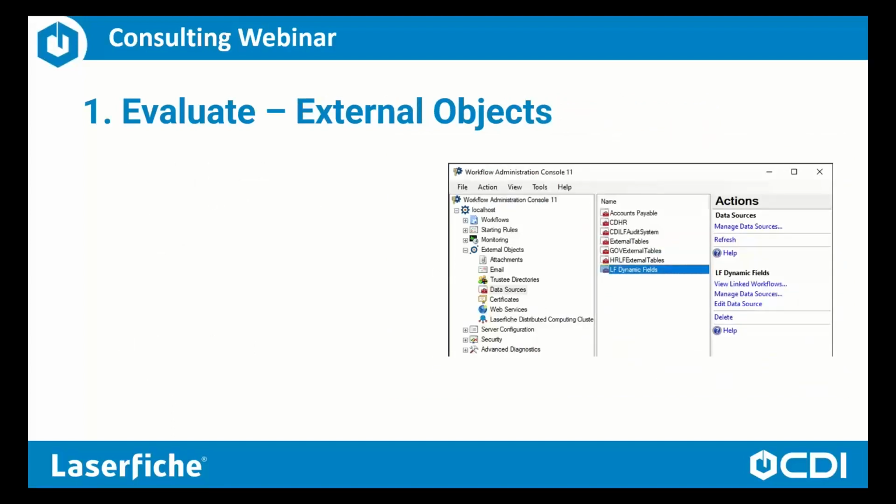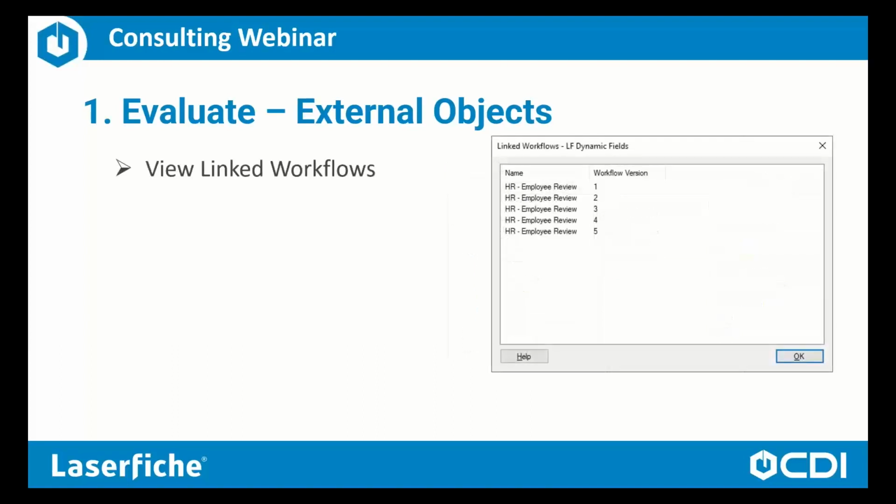In the Workflow Administration Console, we are able to view all of our external objects. So here we are going to be looking at data sources today. From our data source or any other external object, we're able to view the linked workflows. So we can see where this specific data source, for example, is being used.